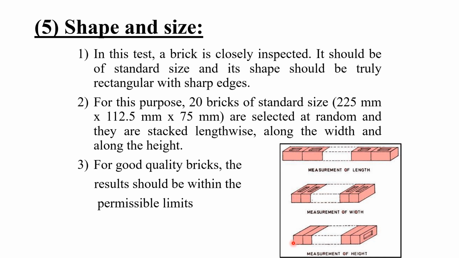Similarly, we calculate the total height of the bricks placed heightwise. We calculate the total height of 20 bricks, then divide by 20, and we get the average height of one brick. That's how we perform the shape and size test. For this purpose, 20 bricks of standard size, 9 inch by 4.5 inch by 3 inch, are selected at random and stacked lengthwise, along the width and along the height, as shown in the figure. For good quality bricks, the result should be within the permissible limits. What the permissible limits are, I will discuss in the classification of bricks.